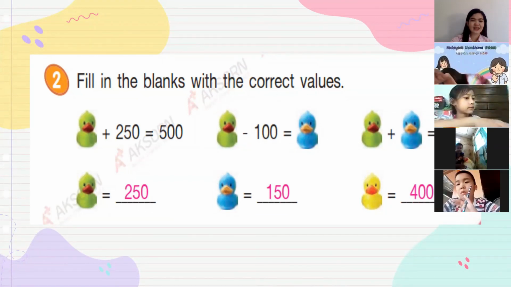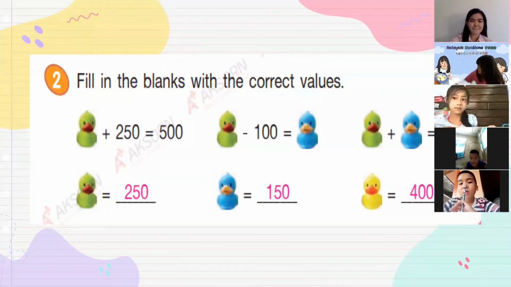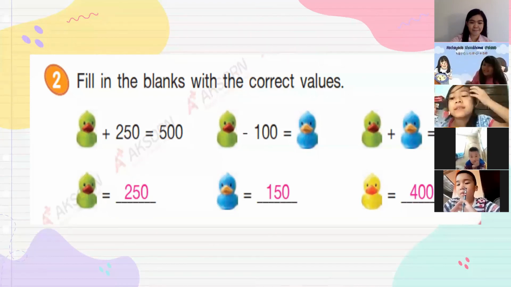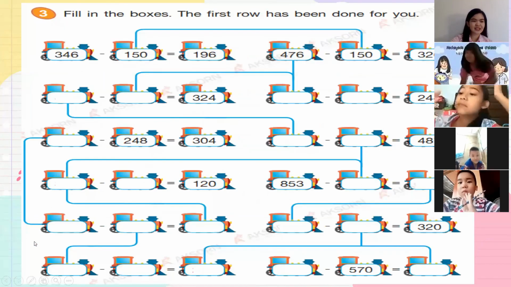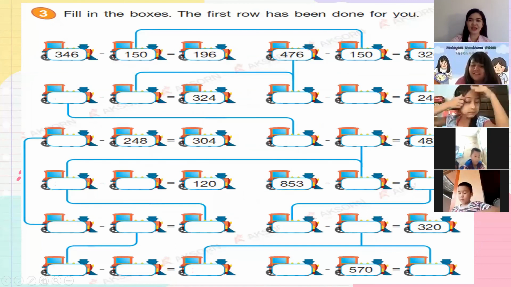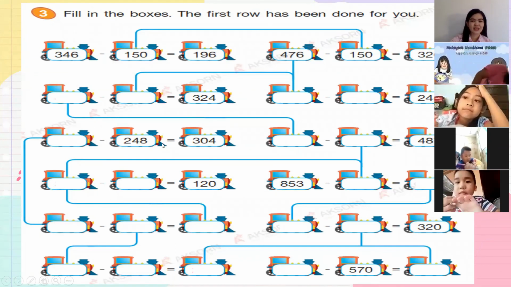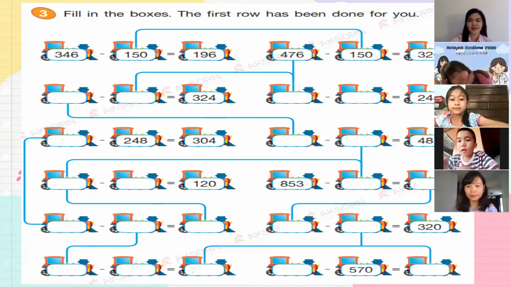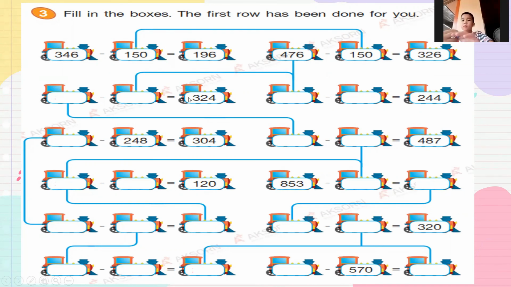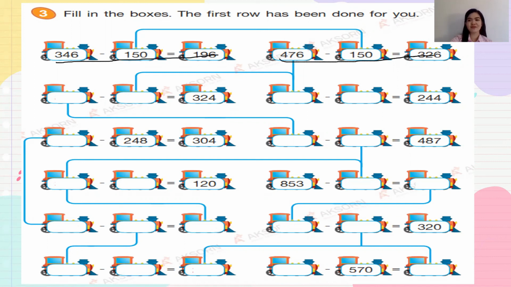Did you get it? Are you finished? Okay, so let's take a look at this one. This one is number 3. Fill in the boxes below. The first row has been done for you, so the first row is already finished.